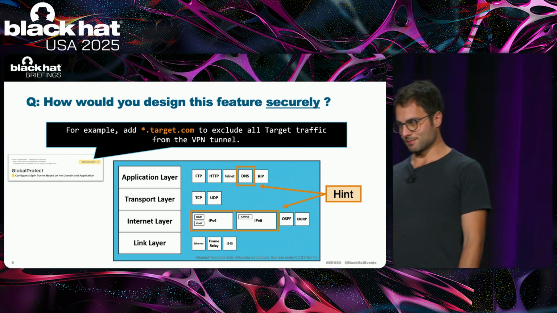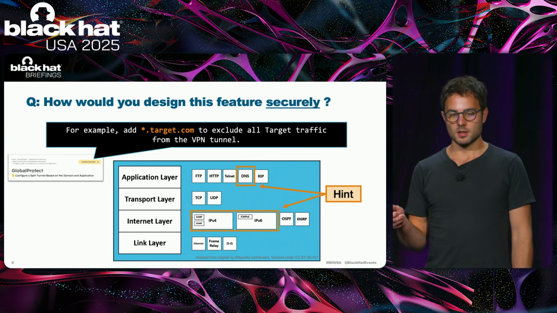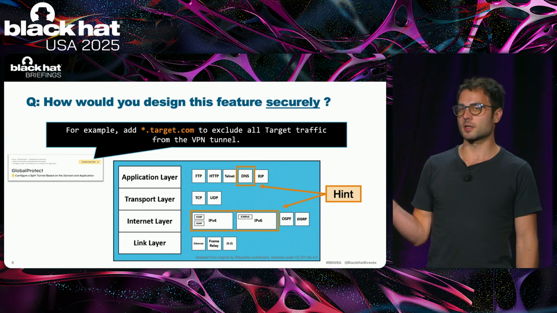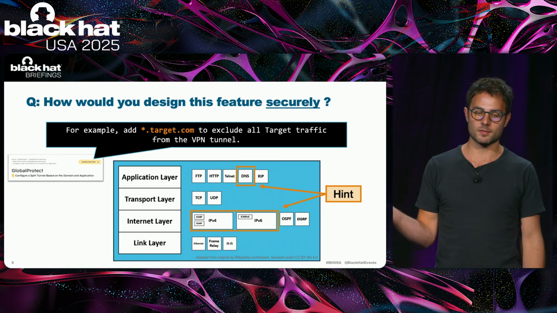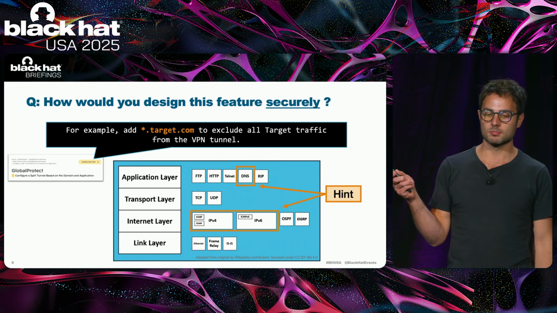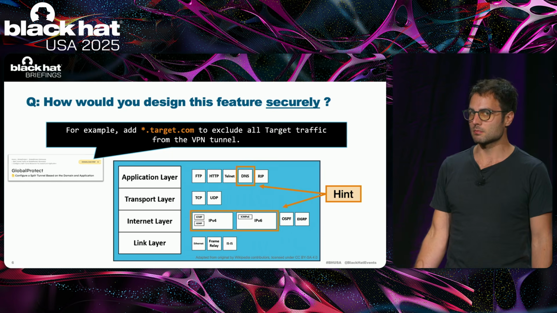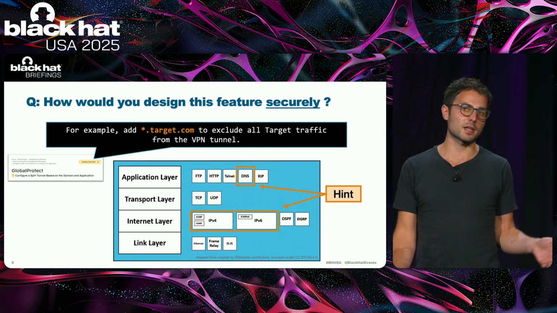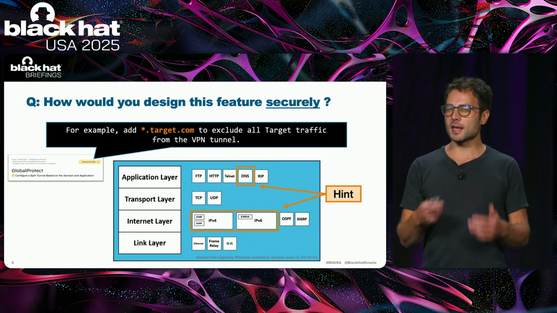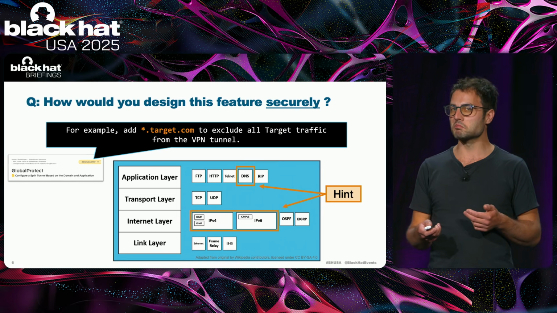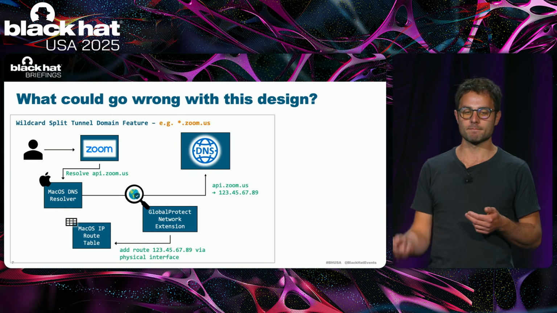For a bit of a hint, have a look at this. So the feature's talking about star.target.com. That's DNS, right? Well, that's at the application layer. But the VPN itself, that operates at the internet layer. It's like an IP interface. So getting these two things to work together, that felt challenging to me.